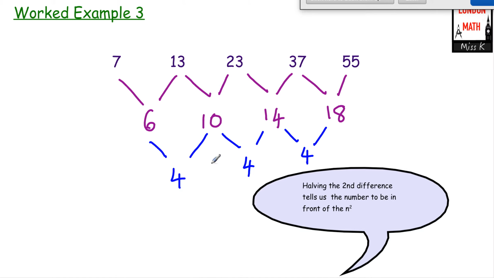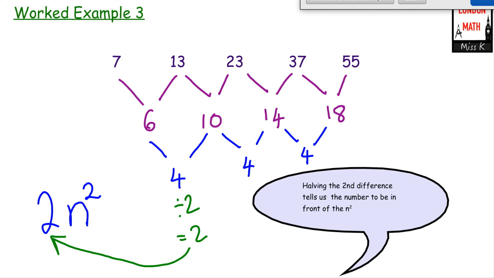Right, so I've now established it's a quadratic because it has a second difference that's going up in equal amounts. There's going to be an n squared in my formula, and the number in front of the n squared is 2 this time, because if you halve the second difference, you will get 2, which is the number in front of the n squared.